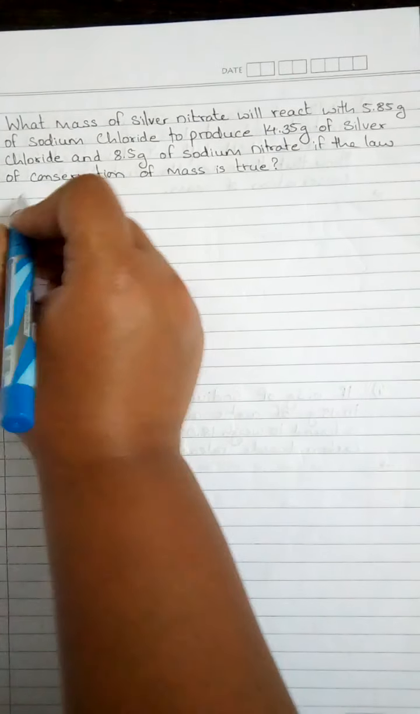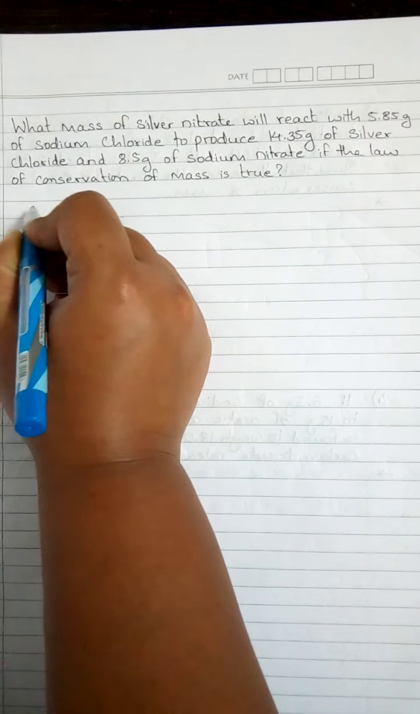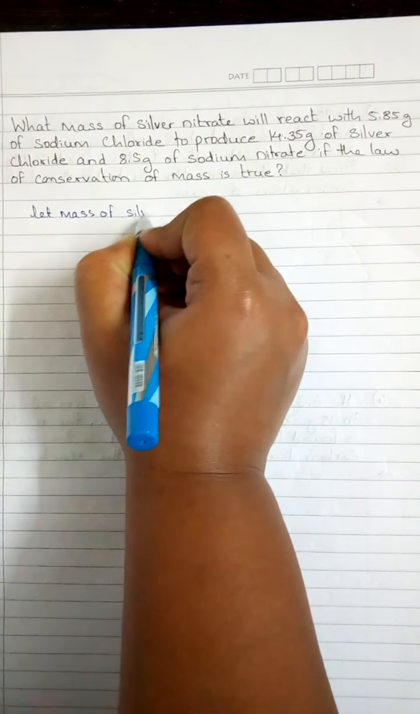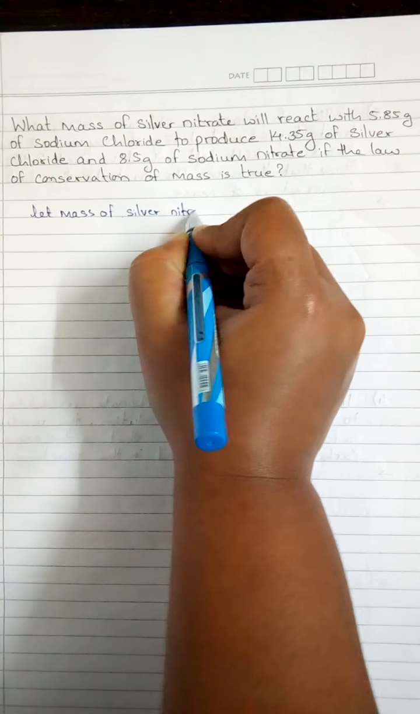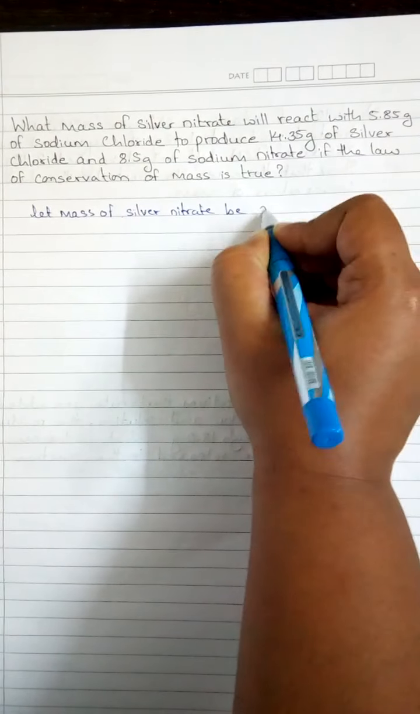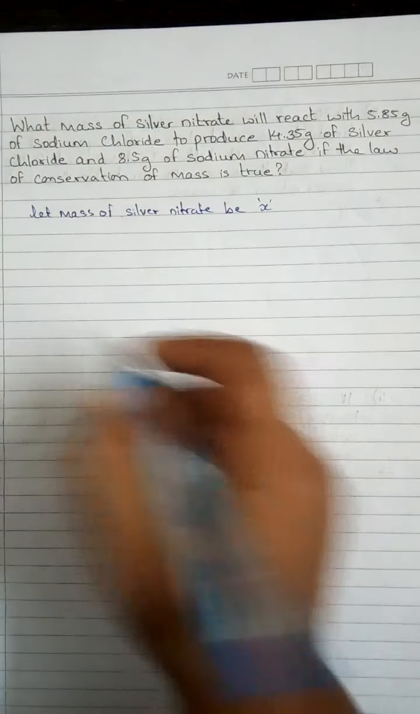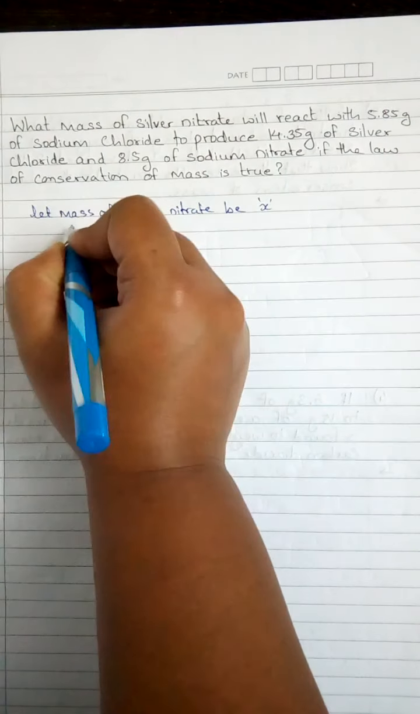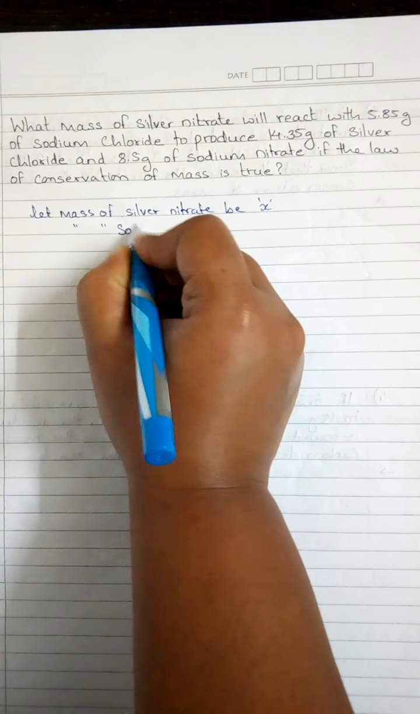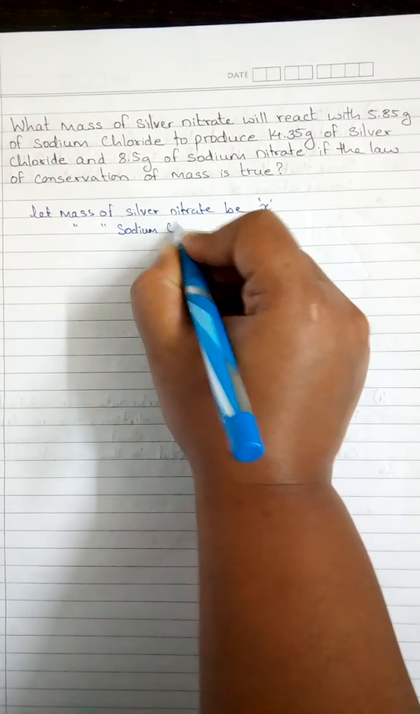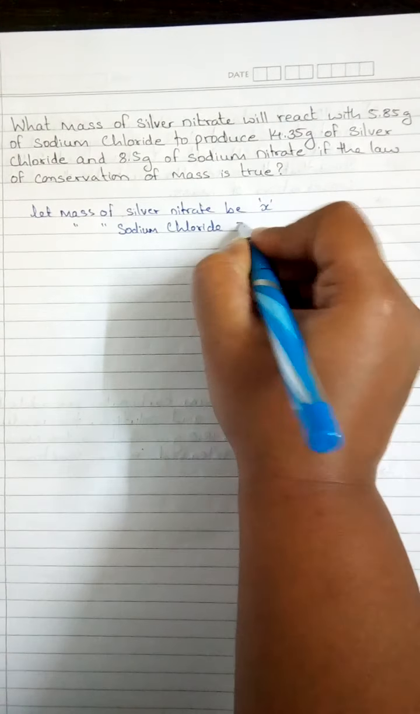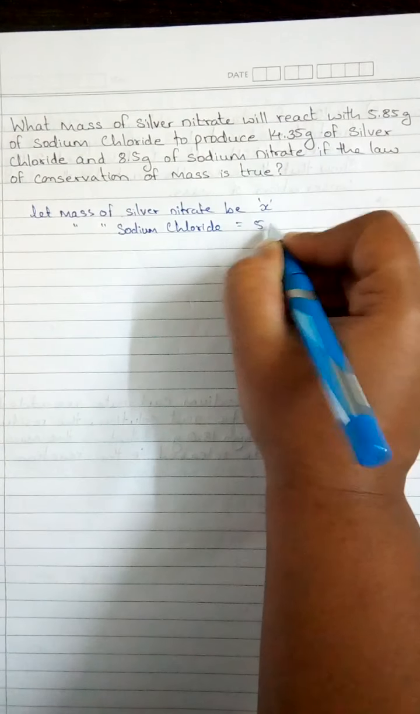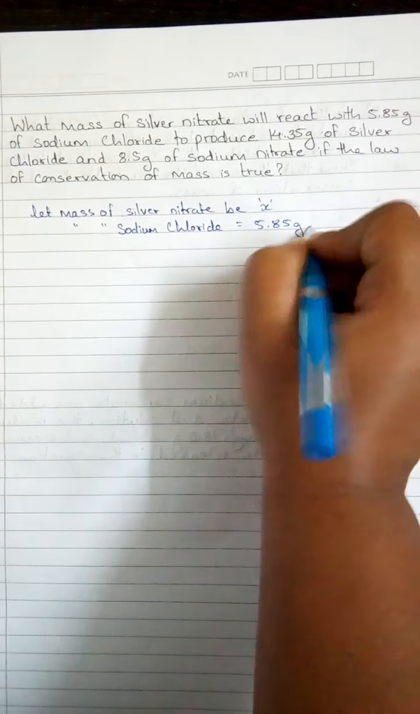First we'll write: let the mass of silver nitrate be x. Now we'll see the mass of sodium chloride. How much mass of sodium chloride is there? The mass of sodium chloride is 5.85 gram.